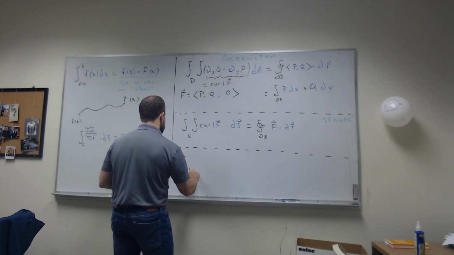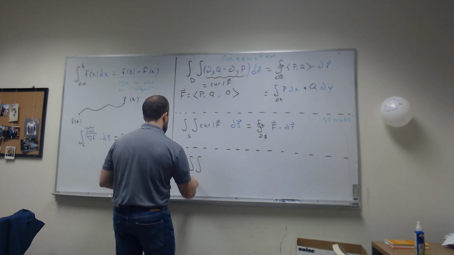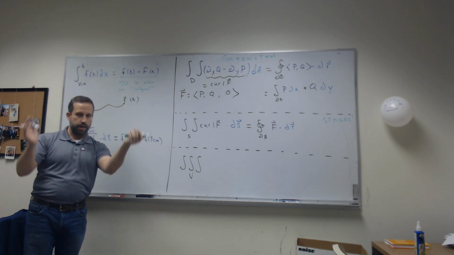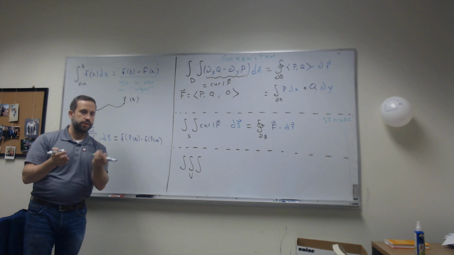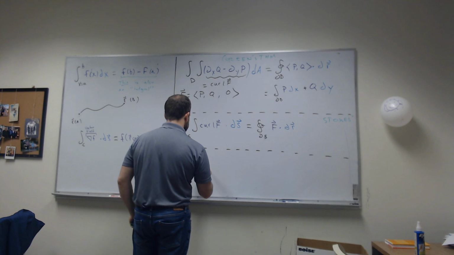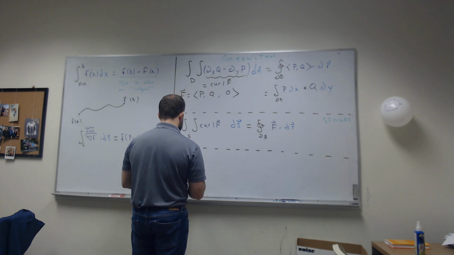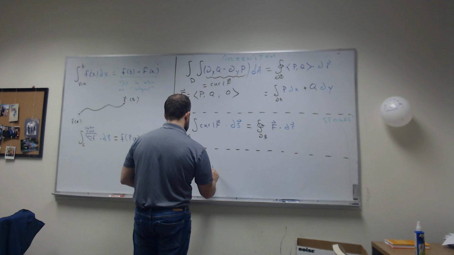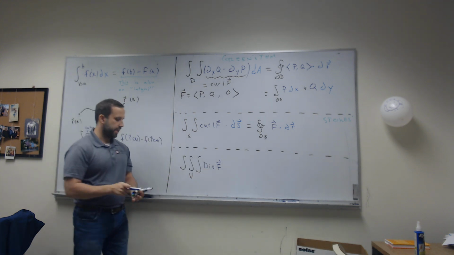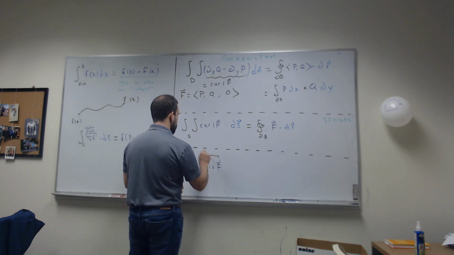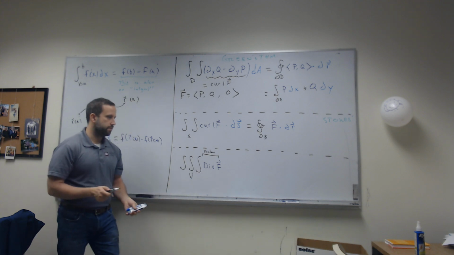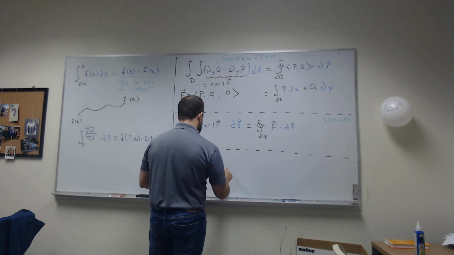So now I'm going to do a triple integral over a volume. We haven't talked too much about integrals over volumes yet. I mean, we've done triple integrals, but we're going to do a triple integral over a volume of the divergence of a vector field. Remember, divergence of a vector field is a scalar field. So this is just an ordinary triple integral that we've seen before.